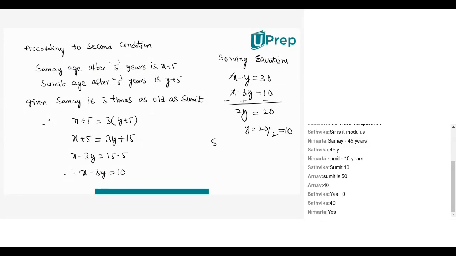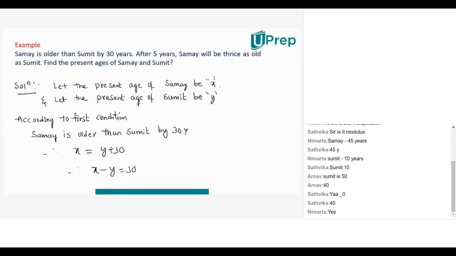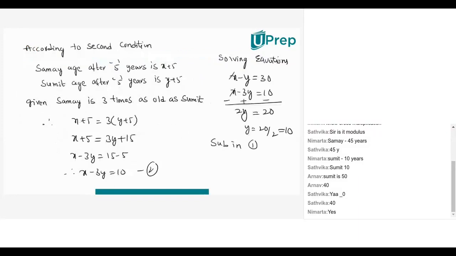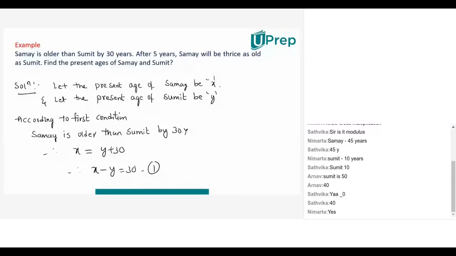Simple. Now substitute in the first equation. This is your 2, this is your 1. What is that? x minus y equal to 30. Substitute this: your y is nothing but 10. x minus 10 is 30. So obviously, what is x? 30 plus 10, it's 40. Simple question. That's how you properly represent the given problem as a system of equations, or linear equations in two variables.